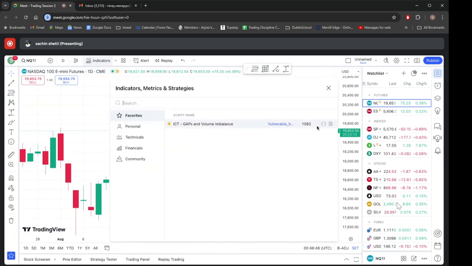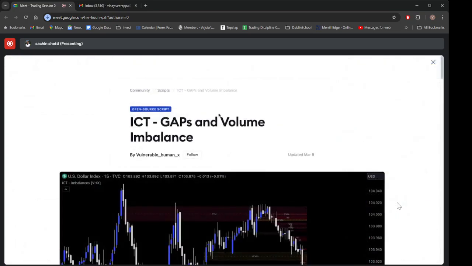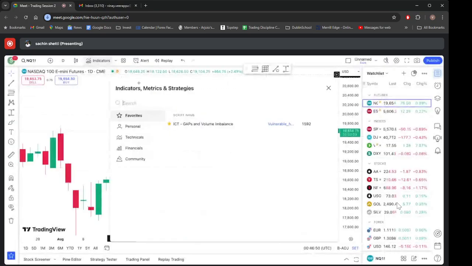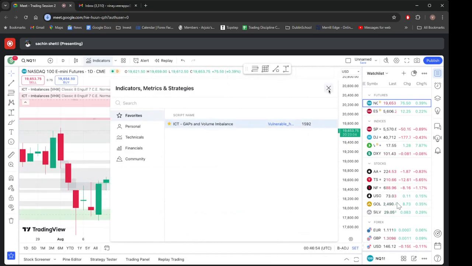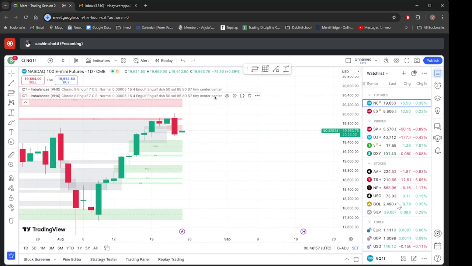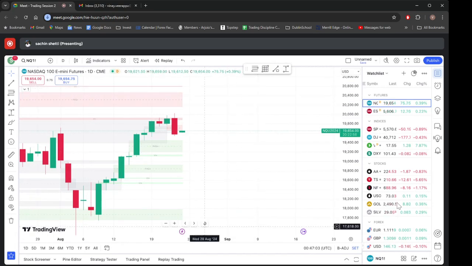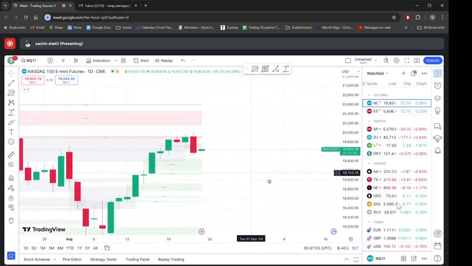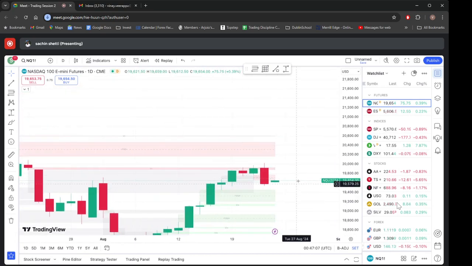Go back there now. Now choose that. No, not that. Go back and just click on it once. Yeah, that's it. You added it twice. Okay, delete the other one. So this gives you both FVGs and volume imbalances. That's why I like this. It automatically does that.